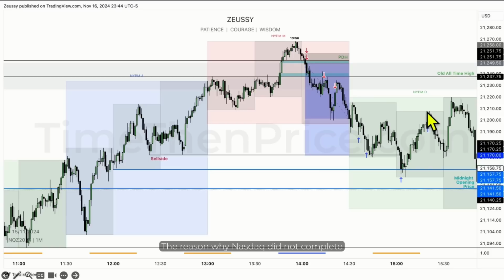The reason why Nasdaq did not complete the market maker sell model targeting the launch cycle low was due to the fact that ES already took out the launch cycle low. So that was time cycle SMT. Yep, go into your own charts and investigate. All in all, this was a beautiful expansion lower and it was a very clean trade.